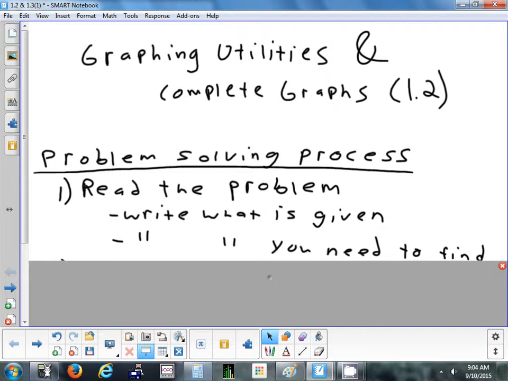A lot of times when they ask you what you need to find, this usually involves picking a variable, or maybe two, depending on the problem. Picking a variable to represent what you don't know.